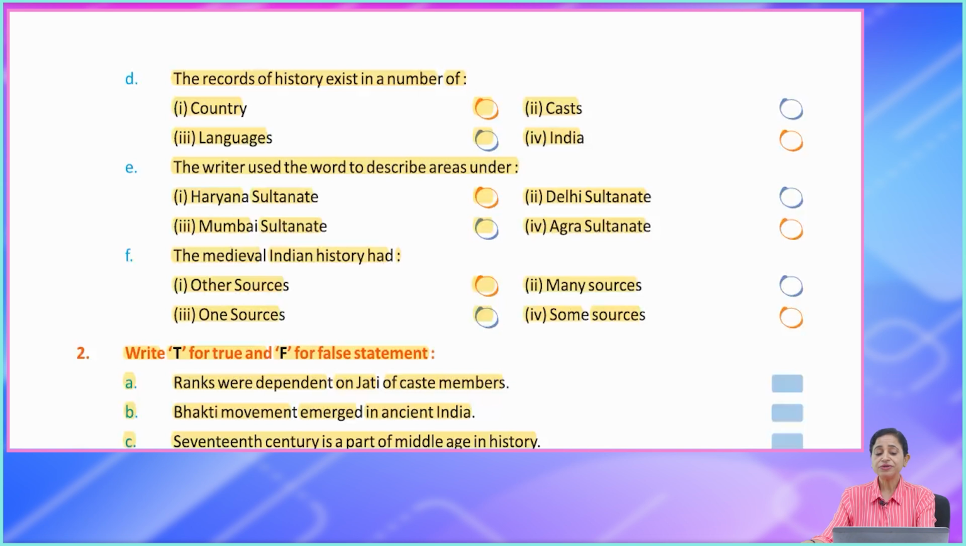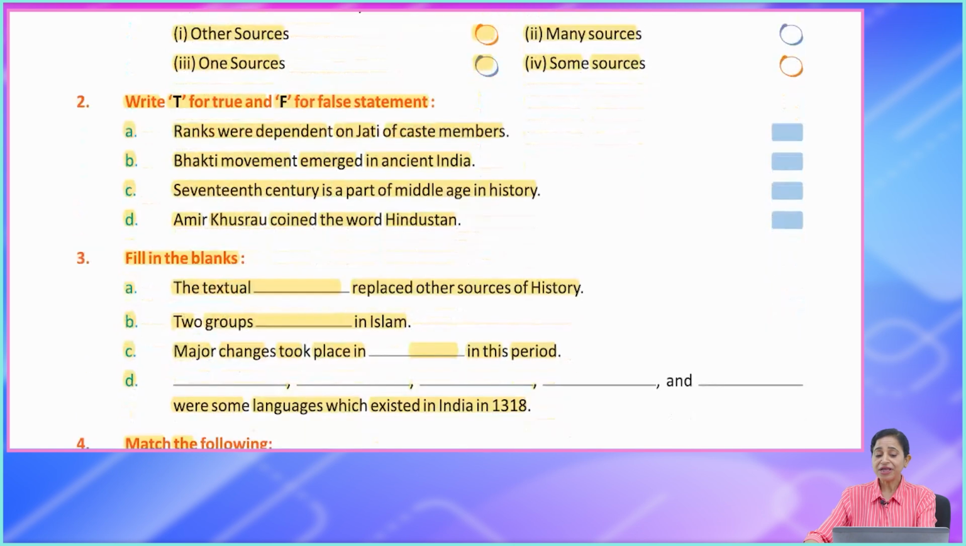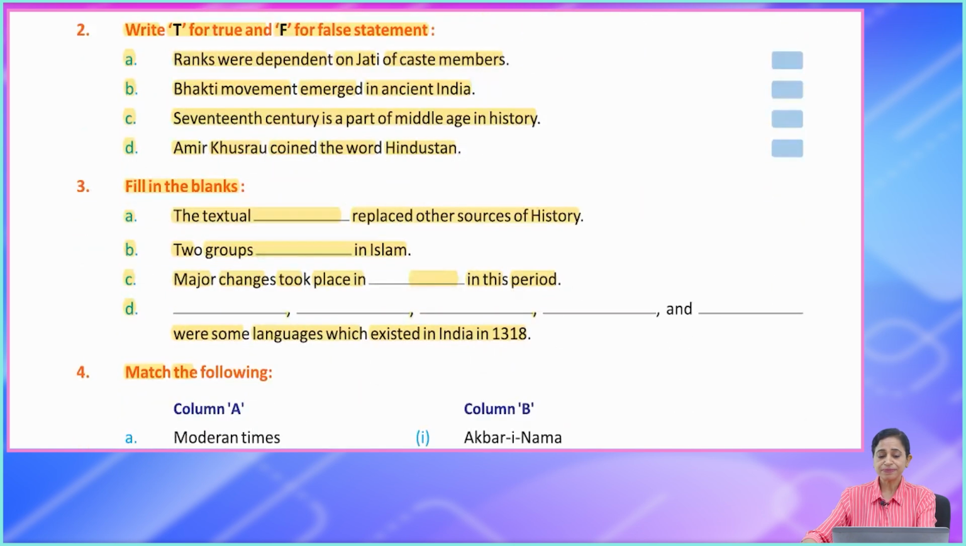Now in second question we have to write T for true and F for false statement. So the number one is ranks were dependent on jati of caste members. Is that true? Yes, it's true. Bhakti movement emerged in ancient India. It's false. 17th century is a part of Middle Age in history. It's wrong. Amir Khusro coined the word Hindustan. No, it's wrong. So now we have the next step, fill in the blanks.